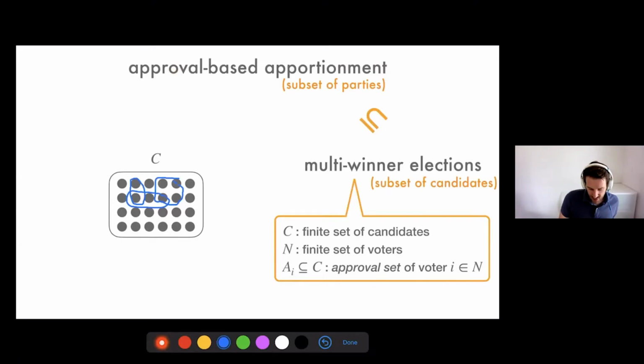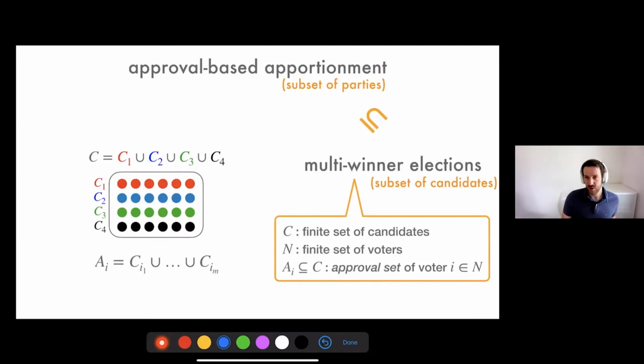Now, in order to tell you what the restricted domain looks like, let me define the domain by saying that the domain consists of all preference profiles in which this set of candidates can be partitioned into blocks that are color-coded here. These blocks, of course, will then correspond to parties. And the approval sets are such that every voter approves exactly a subset of those parties, right? So the set of candidates consists of those blocks here, color-coded.